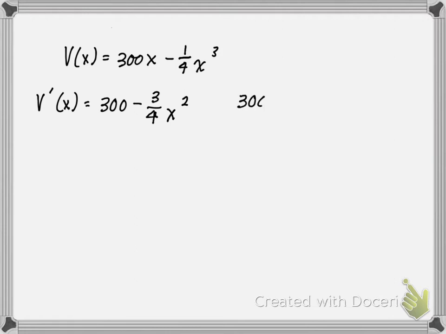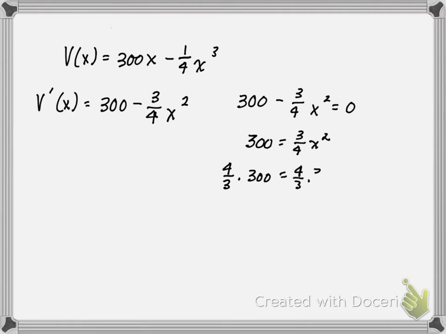Now to find how to maximize the box, I've got to set the derivative equal to 0. So I get 300 equals 3/4 x squared. I'm going to multiply both sides by 4/3. So let me write that out so we can see it. And when I do that, I can take 3 into 300. Sorry about that.